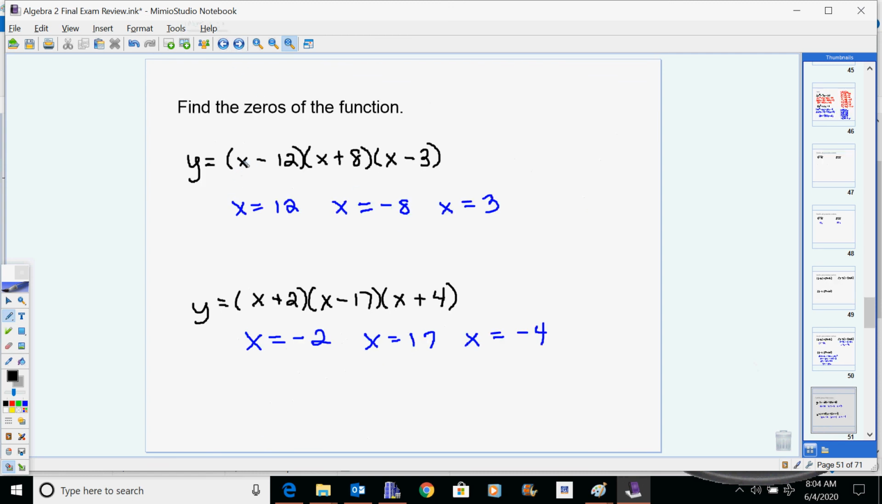All right. Finding the zeros of the functions. Those are the numbers that make these 0. Okay, 12 makes this one 0, negative 8 makes this one 0, 3 makes this one 0. Remember, the zeros are just the ones, if you plugged in a 0 here, what numbers would go in these? So negative 2 gives you 0, 17 gives you 0, and negative 4 gives you 0.